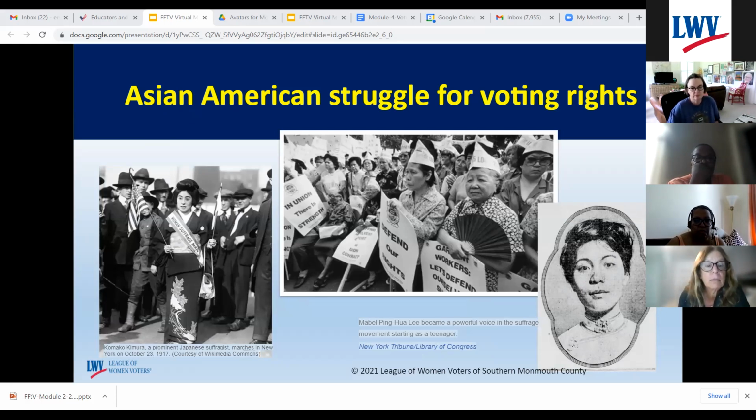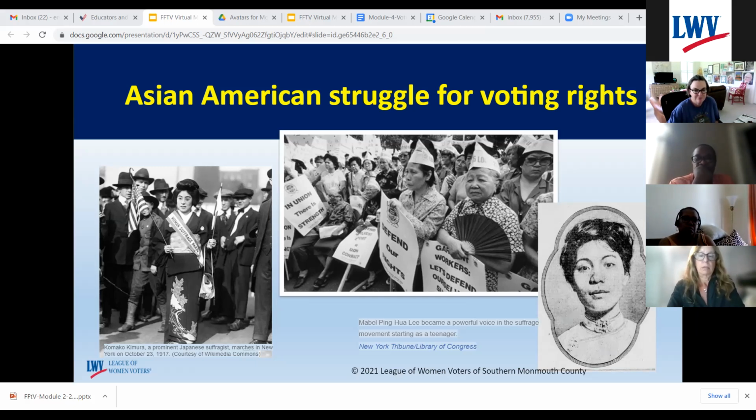She was about 5 when her family managed to immigrate to the US from Canton, China in 1900. And that was through a narrow exemption in what was called the Chinese Exclusion Act. Starting as a teenager, Lee became a powerful voice in the suffrage movement. People talked about her speeches and about how the audience was Mabelized by her ability.